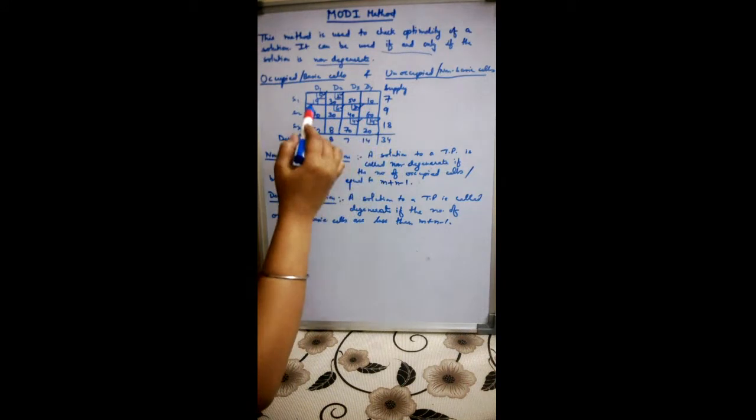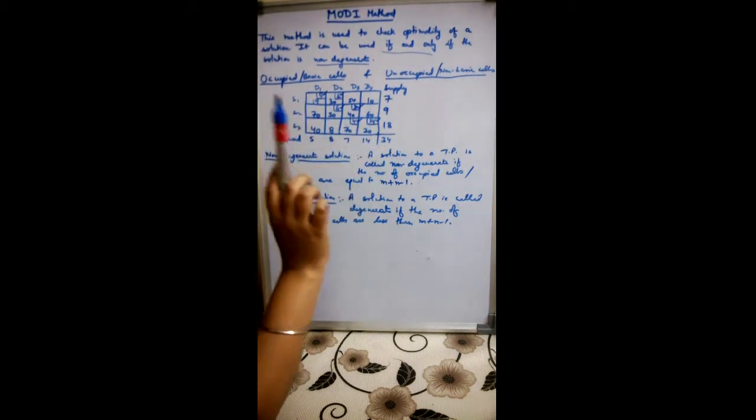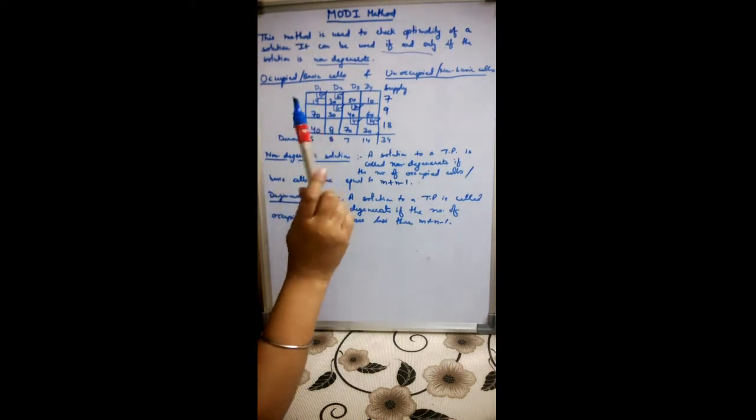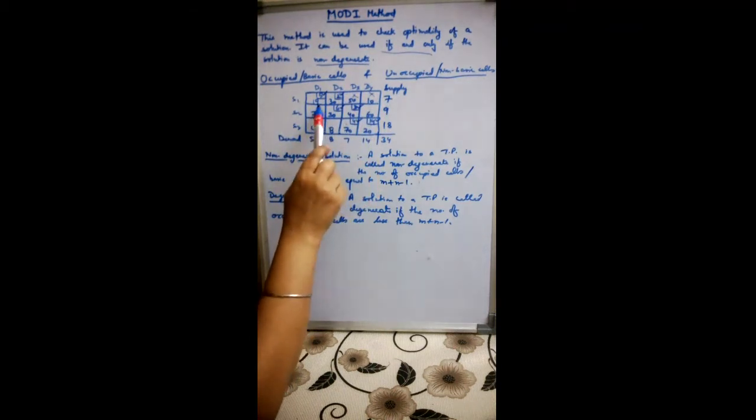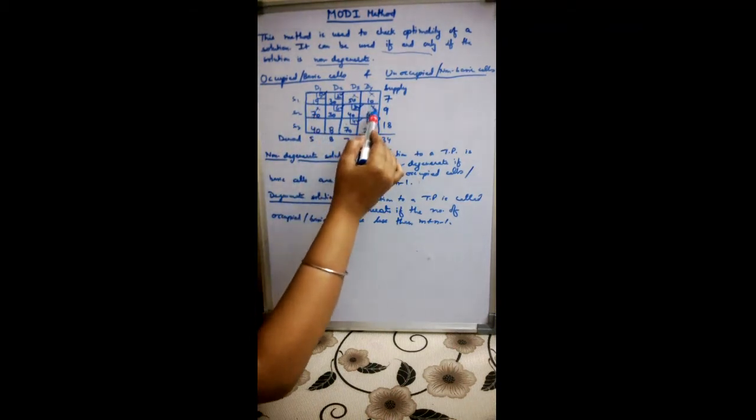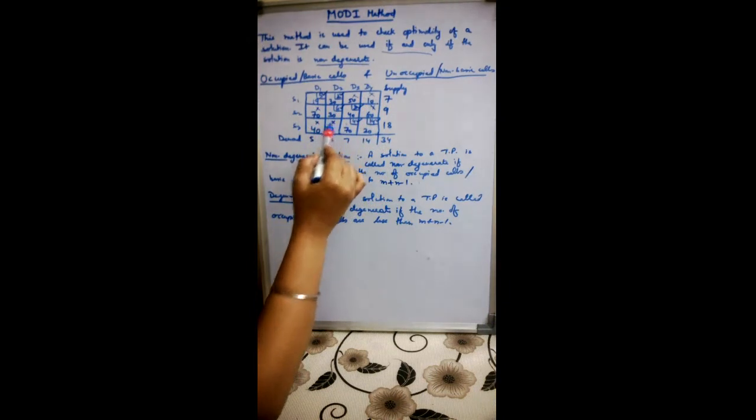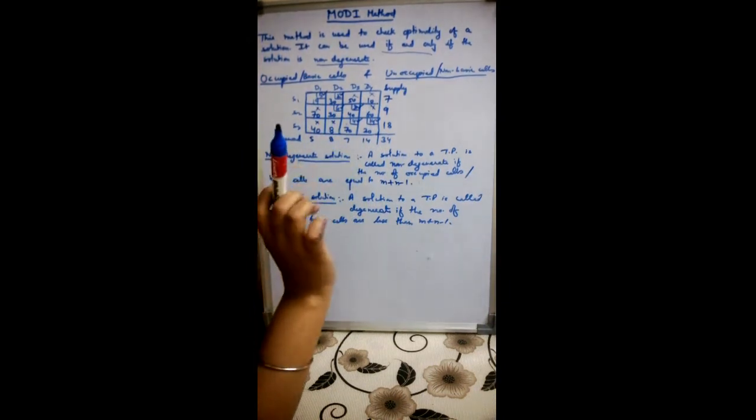So all these 6 cells, 1, 2, 3, 4, 5, 6, are called the occupied cells or basic cells. And the rest of the cells, where there is no transportation, are known as unoccupied or non-basic cells. So this is the concept of occupied and unoccupied cells.